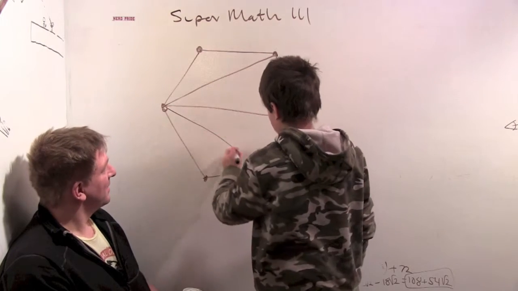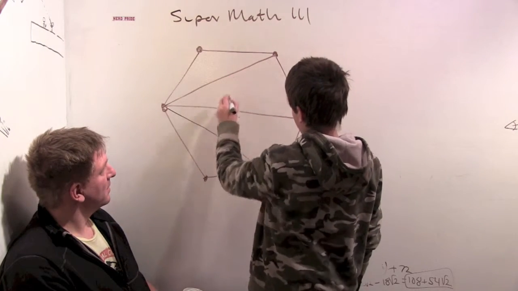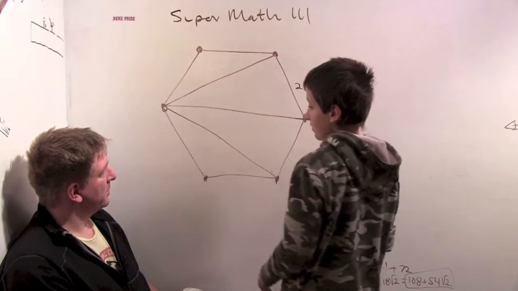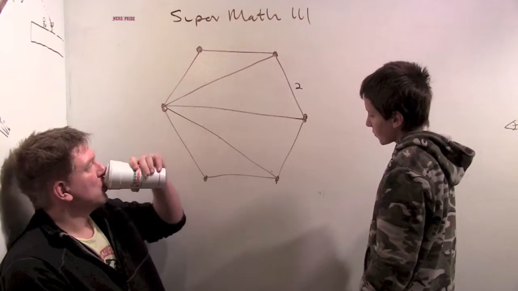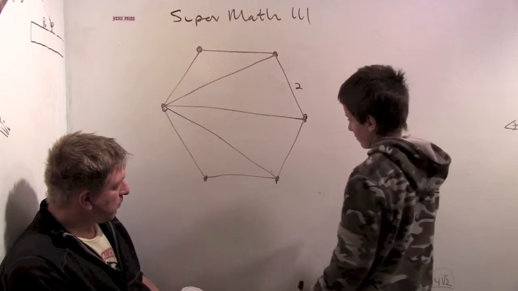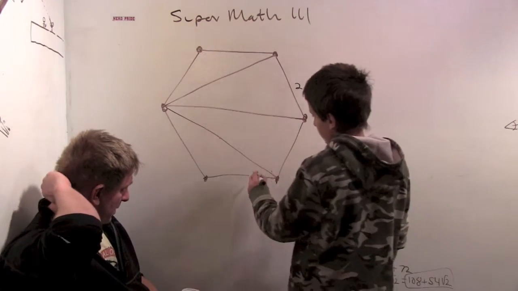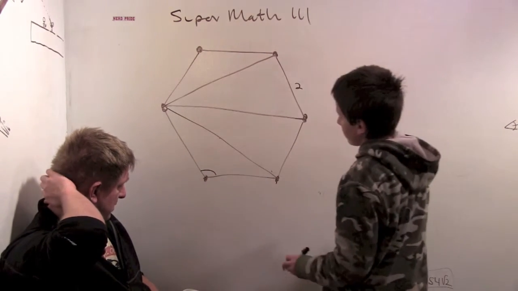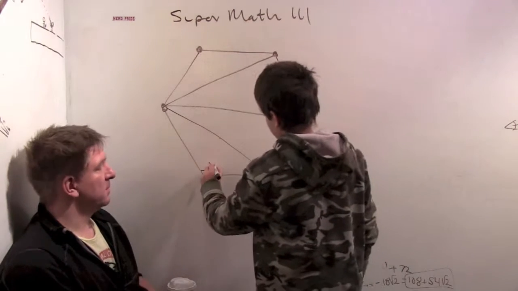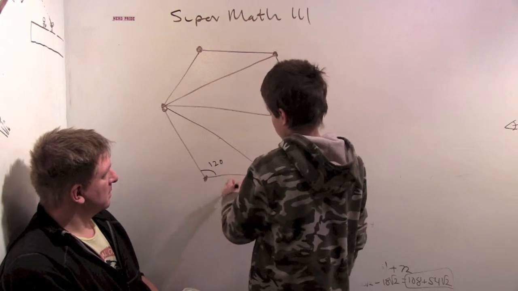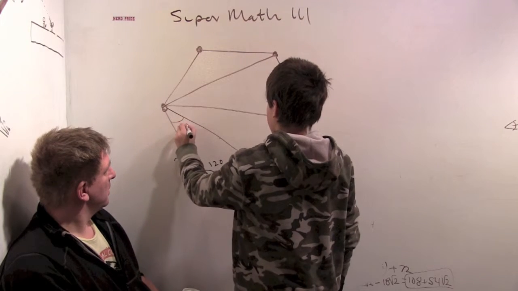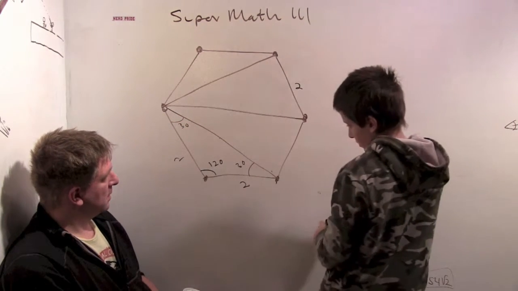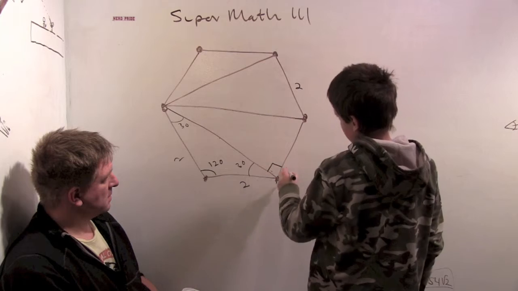So I'm going to draw this diagonal. It has the same length as this diagonal. And there's a bit of angle chasing I can do. So I know the angle in a regular hexagon is 120. And these are both 2, so this is 30. And this is 90.